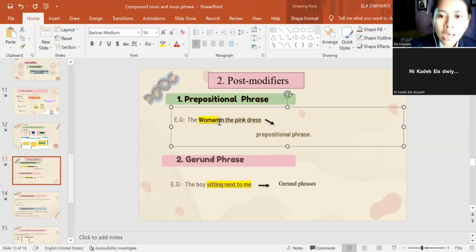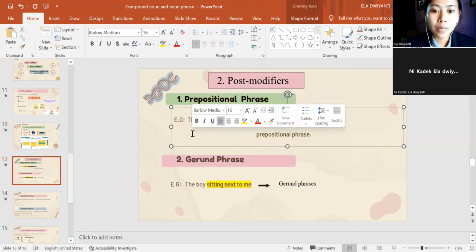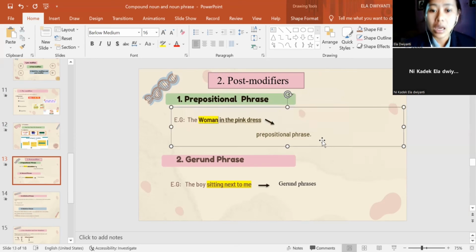All of this we call a noun phrase. Let's make a sentence with a noun phrase. The woman in the pink dress is my sister. The woman in the pink dress is my girlfriend. The woman in the pink dress is my mother.